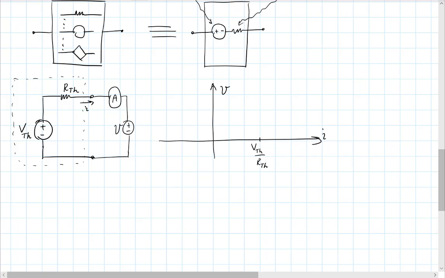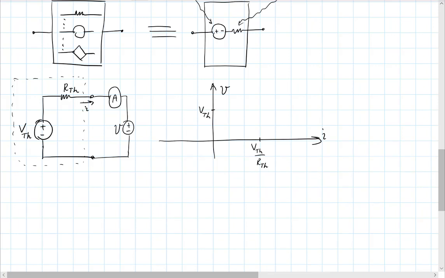And let's find another data point. So what value of V would we need to get a current of 0? Let's say if we want to be on this axis. If I were 0, it would mean I should have no voltage drop across the resistor. And given that the ammeter has no voltage drop, I would need the two voltages there to be the same. So V Thevenin is in fact the point where this crosses the vertical axis.